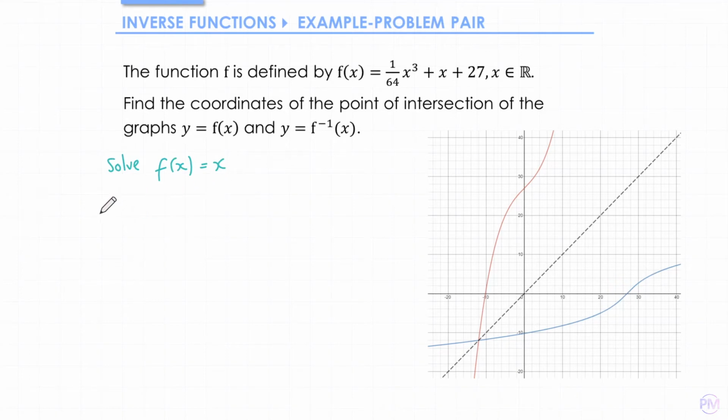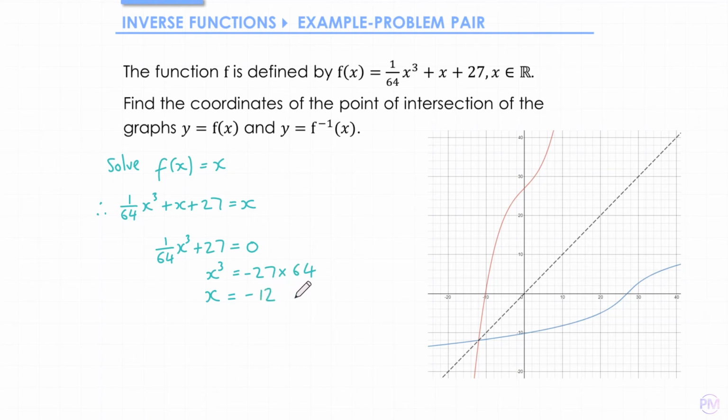So let's substitute in our function. Since we have an x on both sides, we can cancel. Then we could subtract 27 from both sides and multiply up by the 64. We could pop this into our calculator and cube root, but there's really no need because we can cube root both of these numbers. The cube root of minus 27 is minus 3, cube root of 64 is 4, so I've got minus 3 times 4, which is minus 12.